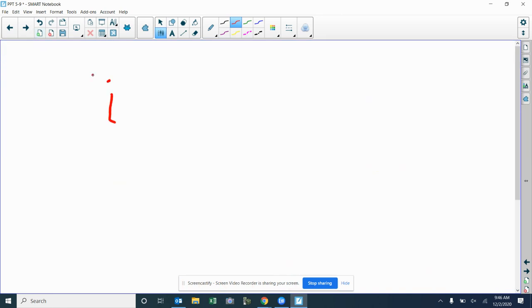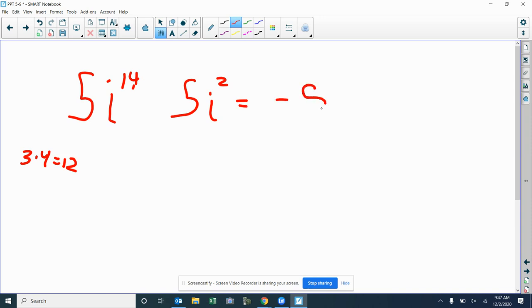Let's go with 5i to the 14th. Anybody got it already? It is -5. Why? Well, i to the 14th is the same as i squared, isn't it? 14, okay, I'm looking for multiples of 4. 3 times 4 is 12, isn't it? So that leaves me with just 2 left over. And so that's going to be 5, and then we end up with -5 there.